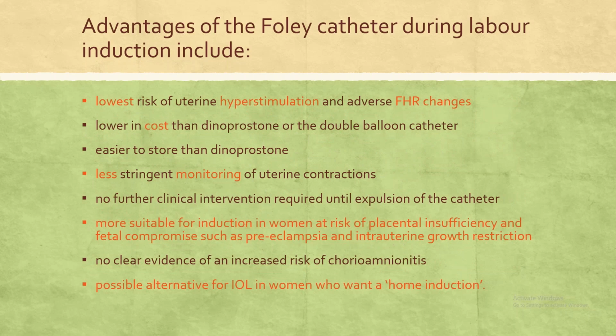So what are the advantages of mechanical methods like Foley's catheter for labor induction? It has the lowest risk of uterine hyperstimulation and adverse FHR changes, and is lower in cost than dinoprostone or the double balloon catheter. So this is the advantage of Foley's catheter, remember it. It is easier to store, and less monitoring of uterine contraction is required. No further clinical intervention is required unless the catheter is expelled. It is more suitable for induction of women who are at risk of placental insufficiency or fetal compromise, like preeclampsia or IUGR.